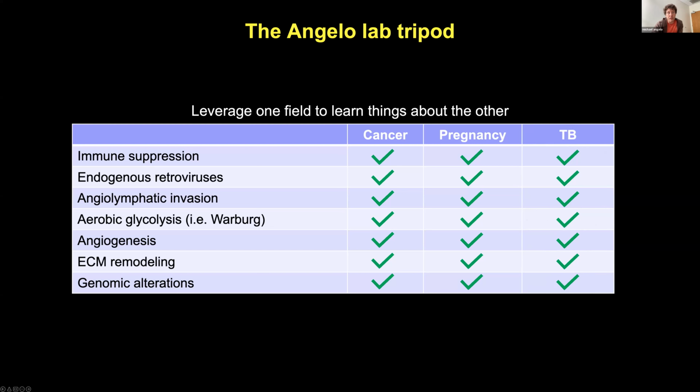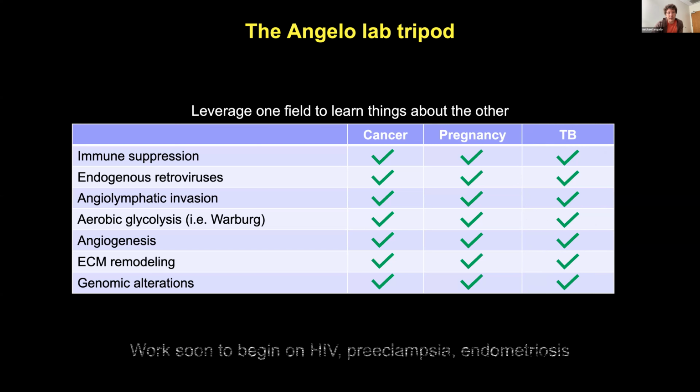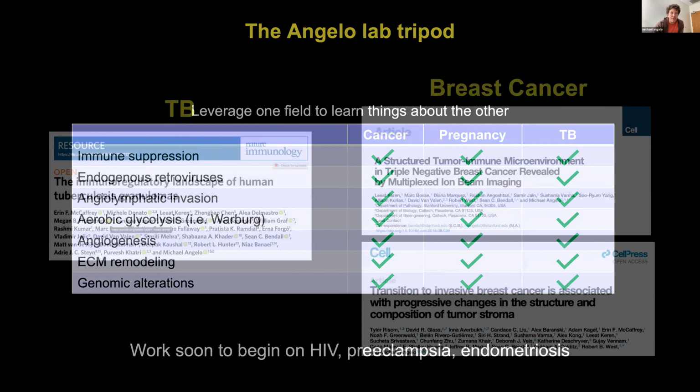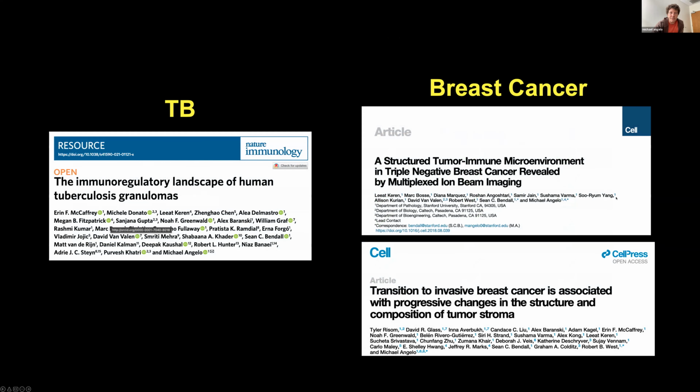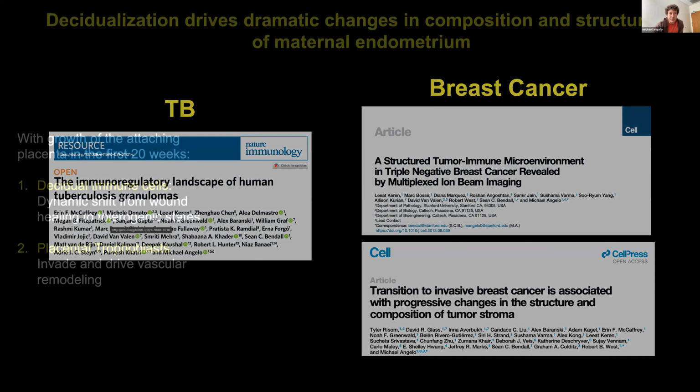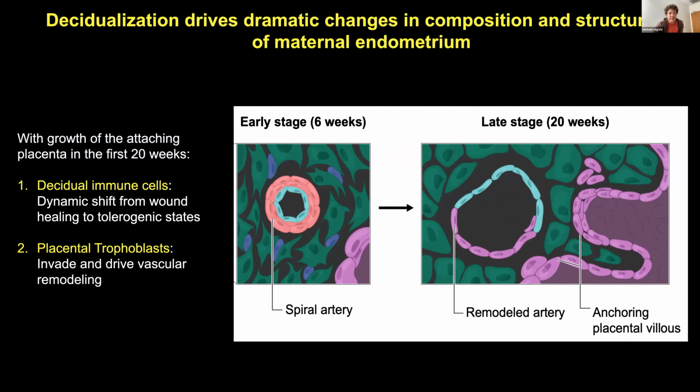So this has been the big three areas that we focus on in the lab so far. We're now starting to also look for these reoccurring themes in other areas, including HIV, preeclampsia, and endometriosis. We've published papers now on TB and a couple in breast cancer. The one that I'm going to talk to you about today is the third leg of the tripod, and it's also the one that I think could be informing all the others more than anything, which is the first 20 weeks of gestation and the changes that are undergone inside the decidua.